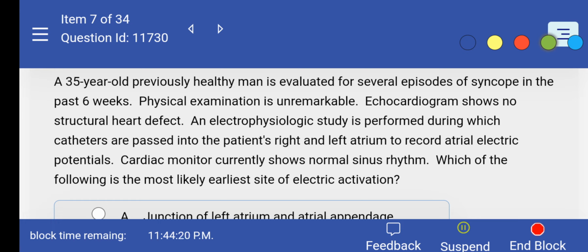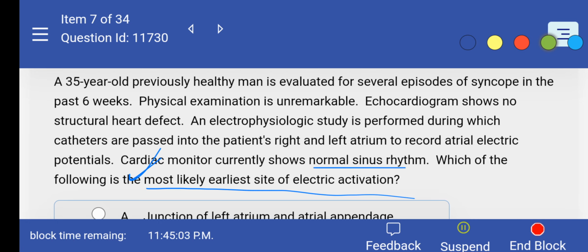Okay, so we have a 35-year-old previously healthy male evaluated for several episodes of syncope in the first 6 weeks. Physical examination is unremarkable. Echocardiogram shows no structural heart defect. In electrophysiologic studies, catheters are passed into the patient's right and left atrium to record atrial electric potentials. The cardiac monitor currently shows normal sinus rhythm. Which of the following is the most likely earliest site of electric activation? So they are asking about the earliest site of electric activation, that is, the SA node. So they are asking about the location.